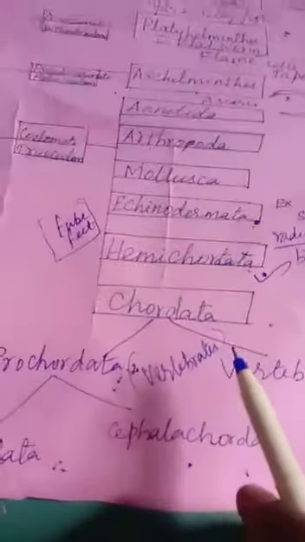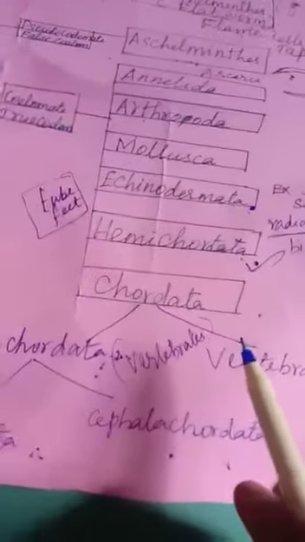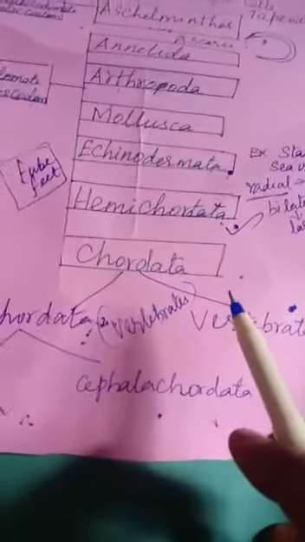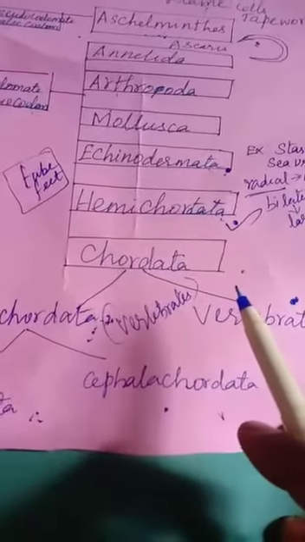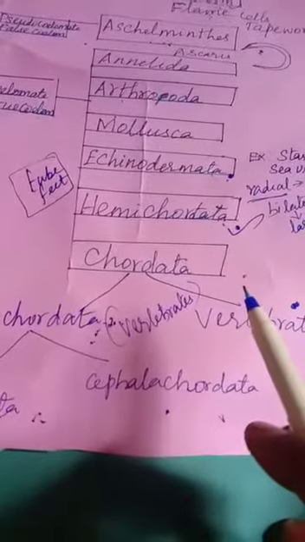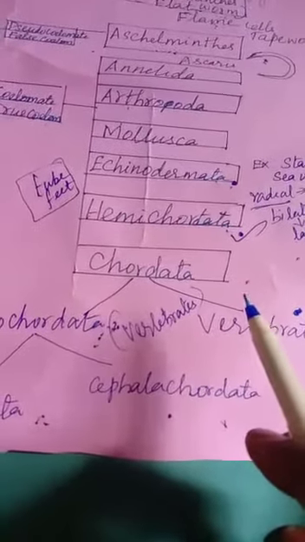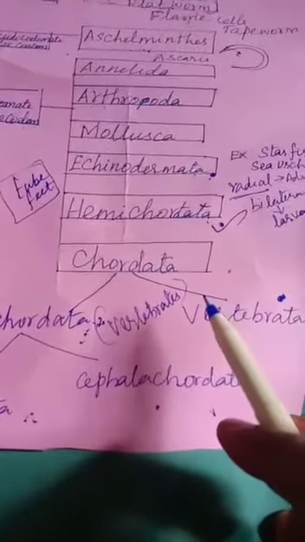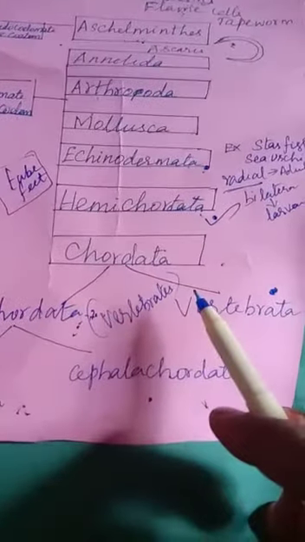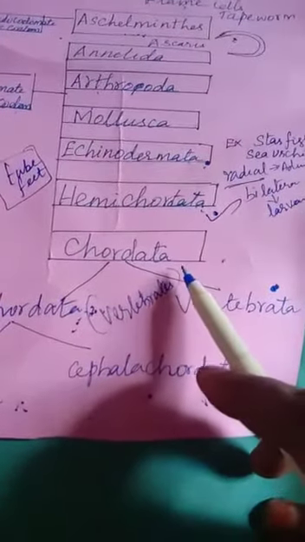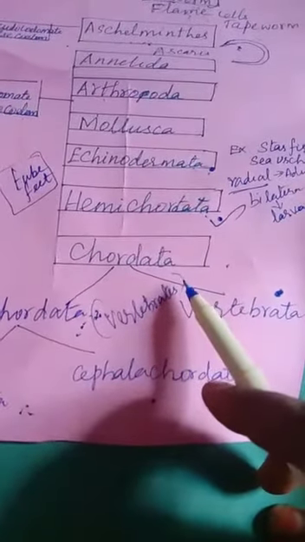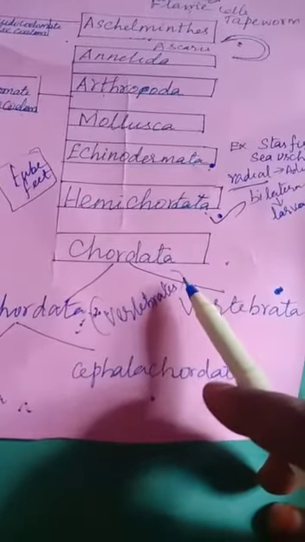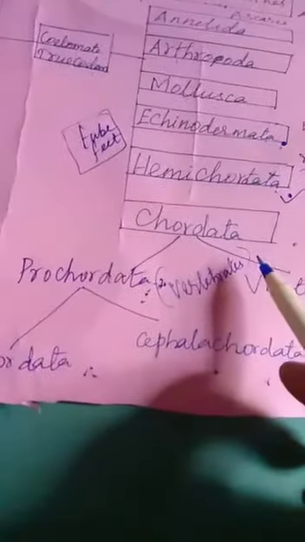We see the chordata. All chordates have backbones, a dorsal nerve cord, and paired gill pouches. Then the notochord is a rod-like structure. It supports the back of the animals and also separates the gut and the nerve tissue.